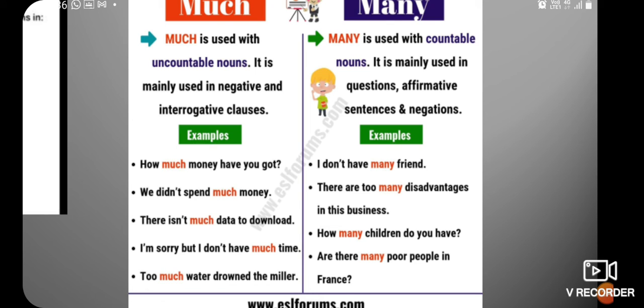Too much water drowned the miller. Miller is a person. So too much water was there, so the miller was drowned. How can we count water? Water is uncountable. So we are using much for this.